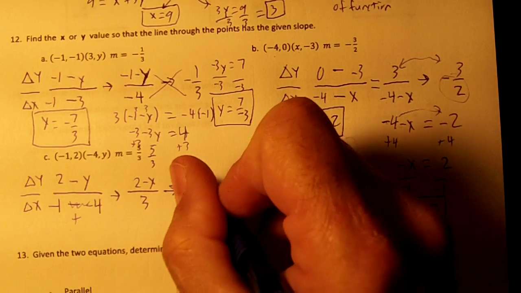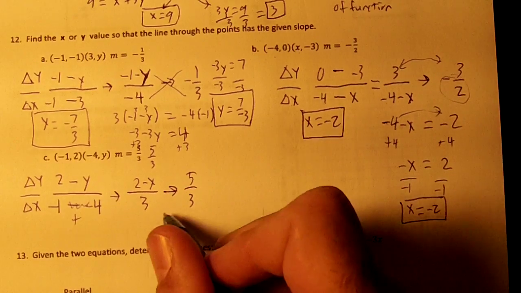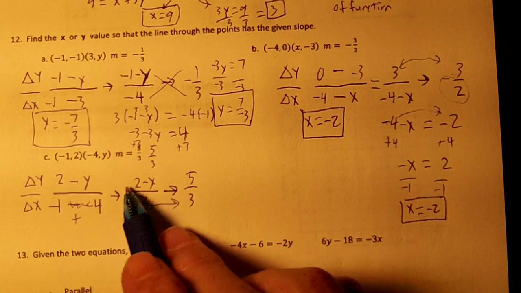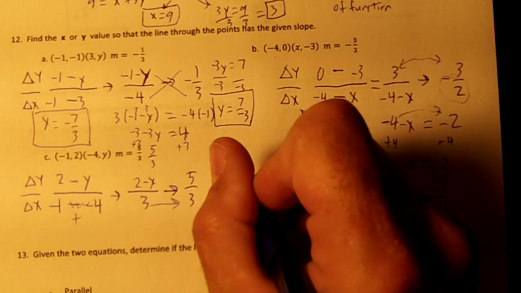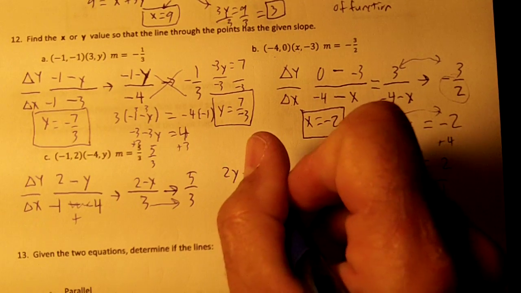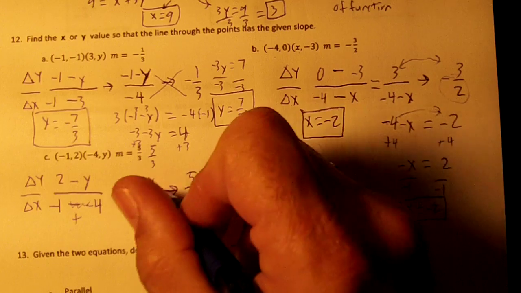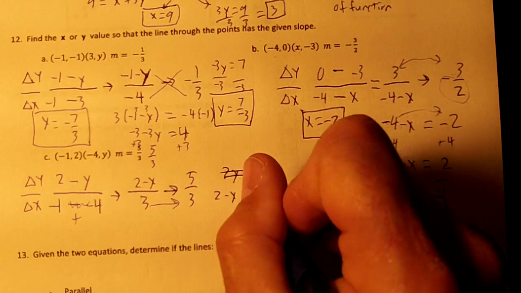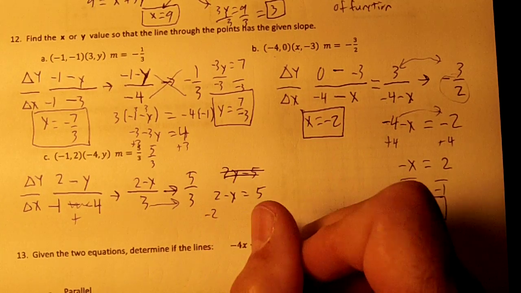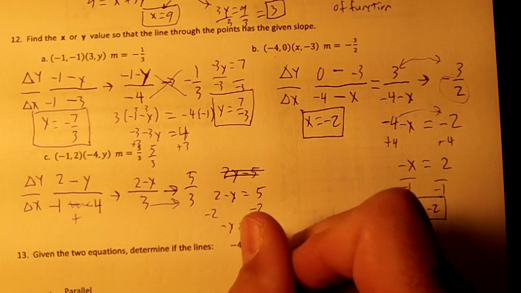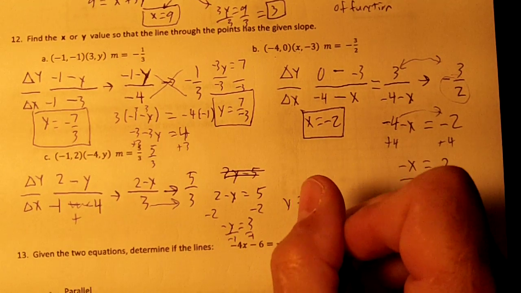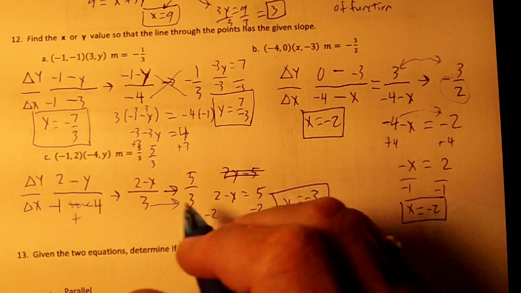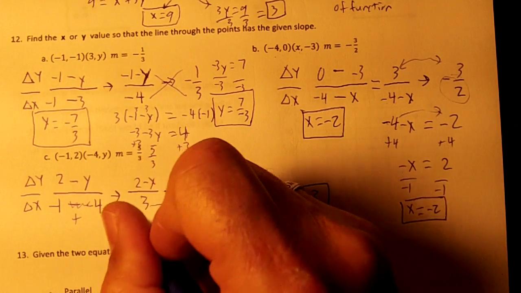And we want this to end up being 5 over 3. Our bottom is already 3. So this top part, 2 minus y, has to be 5. So 2 minus y must be 5. So we're going to subtract 2. -y equals 3. Divide by -1. You'll get y equals -3. So on this one right here, y would be -3.